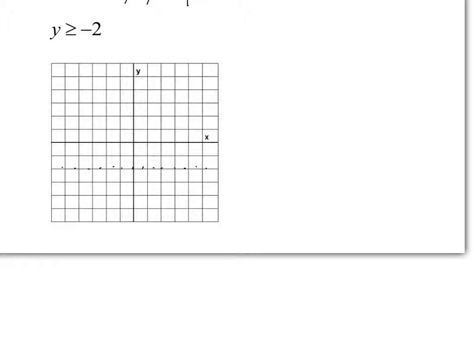Now this one is y is greater than or equal to, so that means I include everything. So same as making a solid circle on the number line, I'm going to make a solid filled-in line here at y is -2. I want y to be everything greater, so I'm going to shade up, because this is all of the y's that are more than -2.